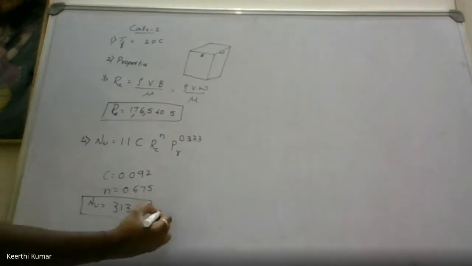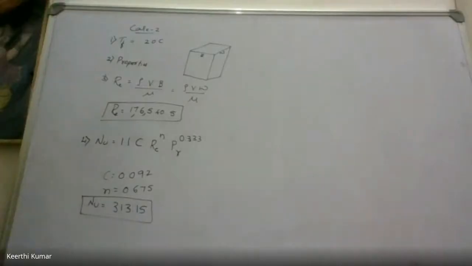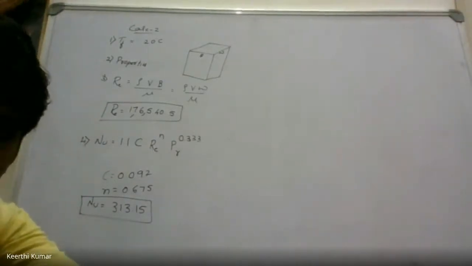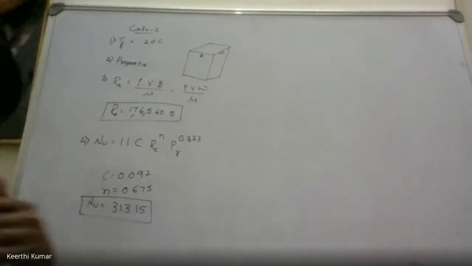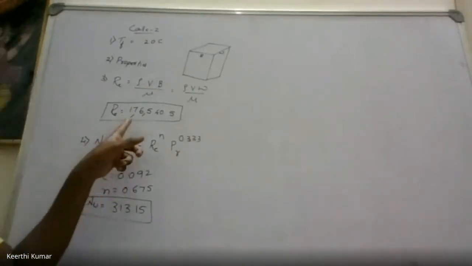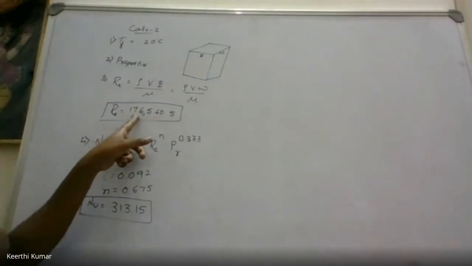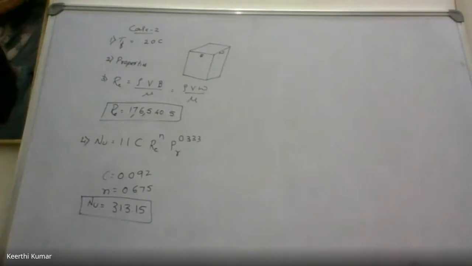Sir, there are two equations in the data handbook, no, sir. Which one do you need to take? Better you take the first one. See, that is based on the Reynolds number. What is the Reynolds number we got? We got the Reynolds number in the form of 1,76,000.